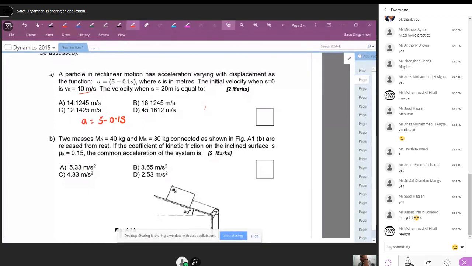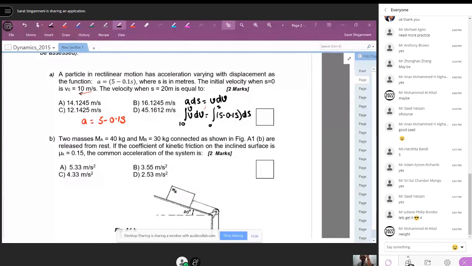When acceleration is given as a function of displacement, we use a ds equals v dv. Therefore, integral of v dv, with v0 given as 10 meters per second, from 10 to v, is equal to the integral of a, which is 5 minus 0.1 s, ds. Displacement varies from 0 to s. Expand and substitute s equals 20 meters, and you get the corresponding velocity.